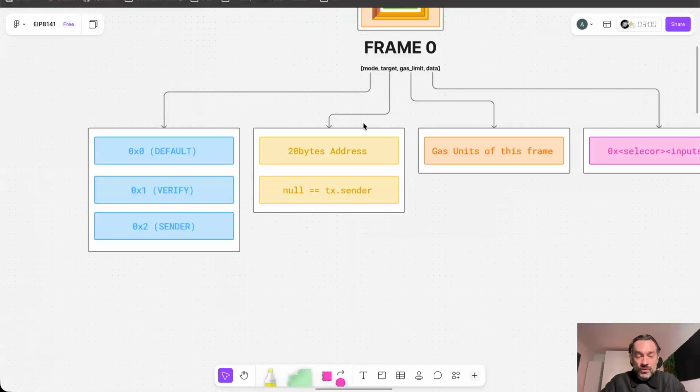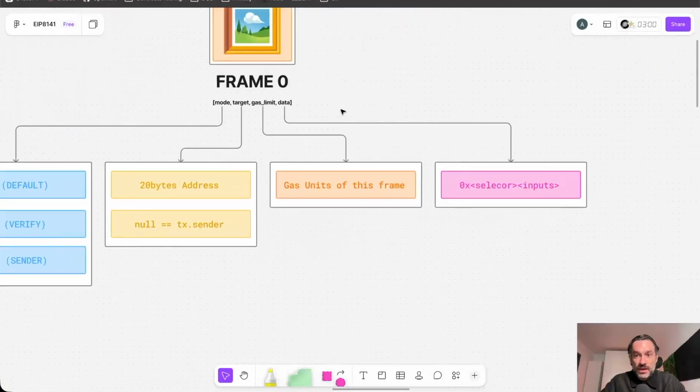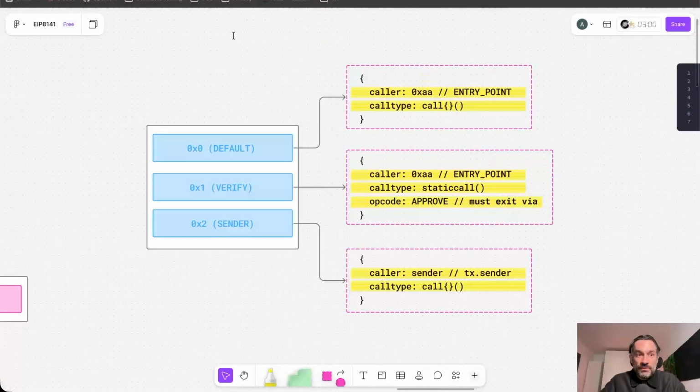that we know includes the selector and the inputs to execute an instruction in smart contracts. So what do the modes say? Let's break it down. We have mode 0, named default. The caller is the entry point, which is a protocol-defined address, address 0xAA, so it could be a precompile. This is a standard EVM call, and state modification is allowed. Use cases, for example, could be account deployment, post-operation cleanup, or some general setups.